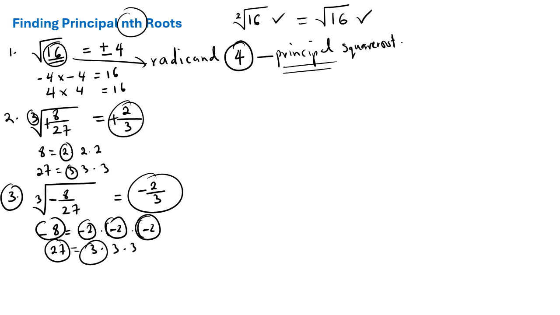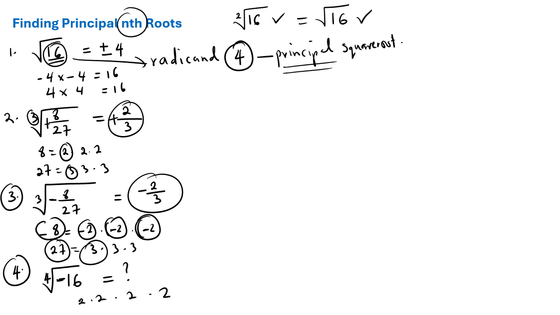Okay, let's do more examples. Let's take, for example, the fourth root of -16. Let's see if this is possible. To find a fourth root, we need 4 numbers of the same copy. So we know that 16 is 2 times 2 times 2 times 2.